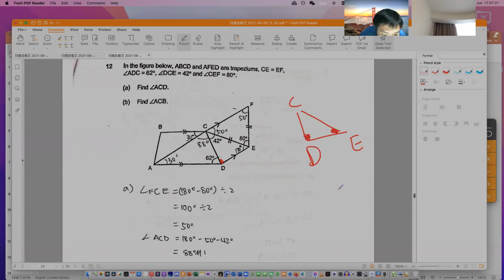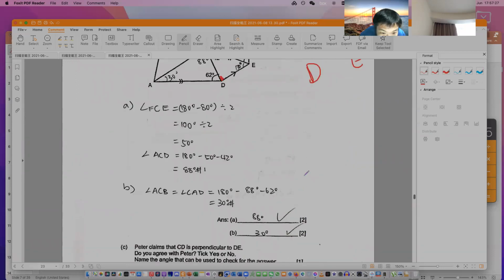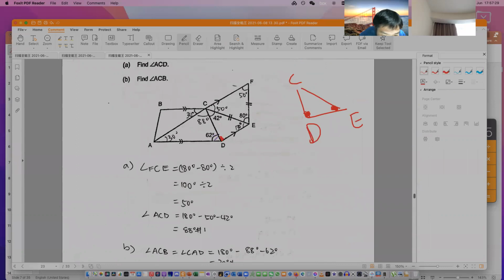How come they use ADC? How come they use this angle? So weird. I thought for CD to be perpendicular to DE, you only use these two angles, right? To check, to just make sure that they are 90 degrees.